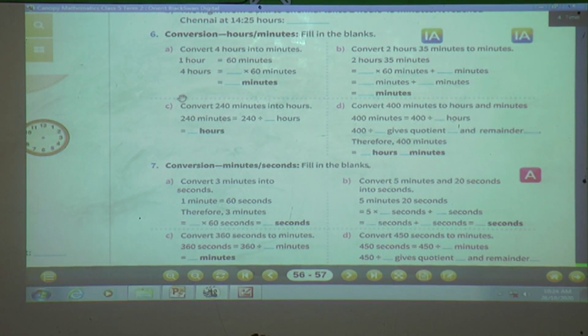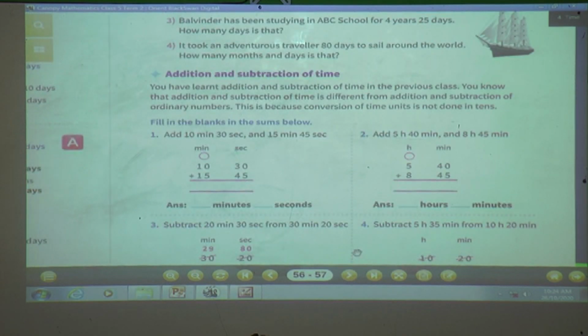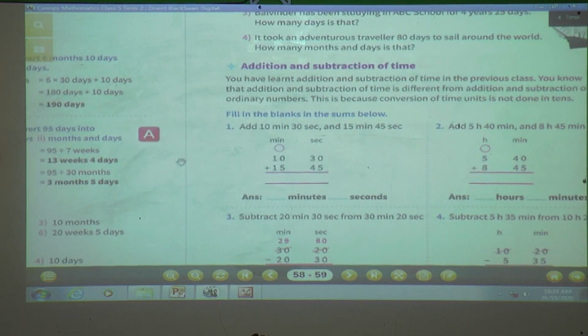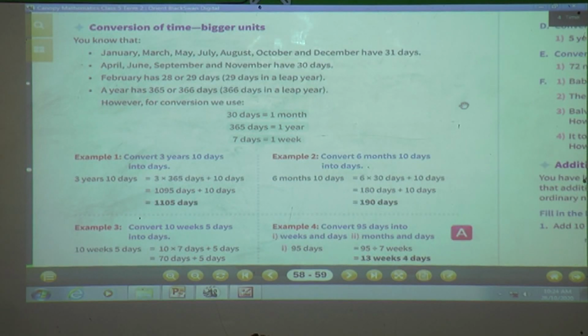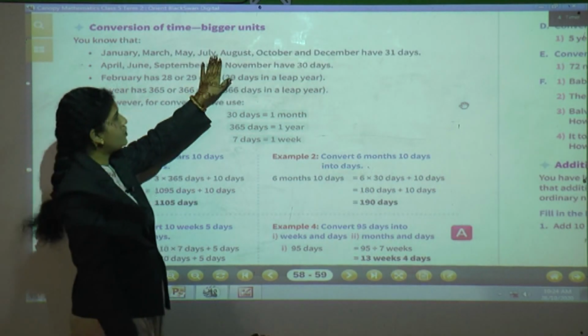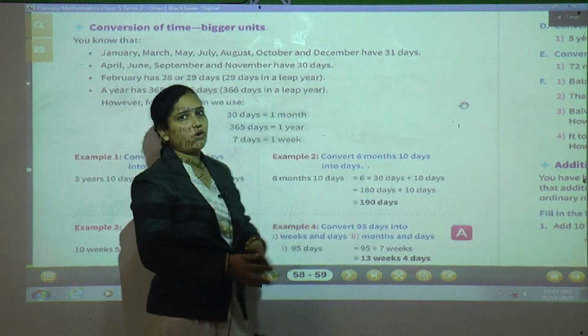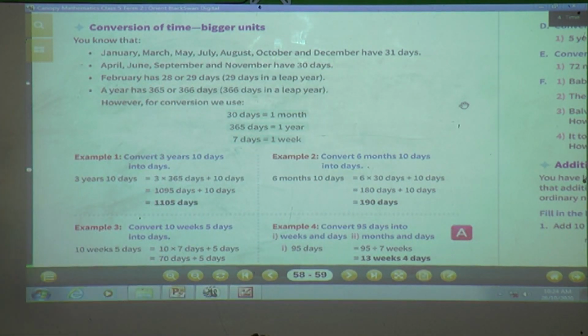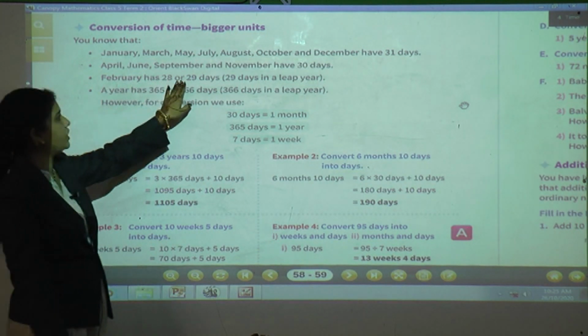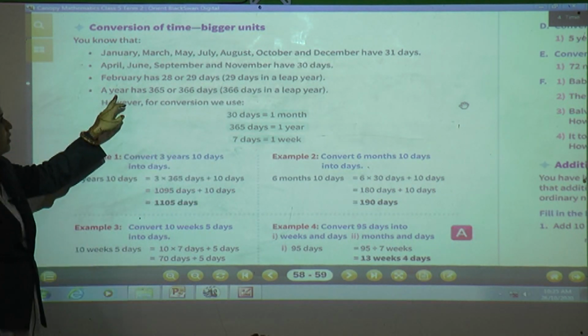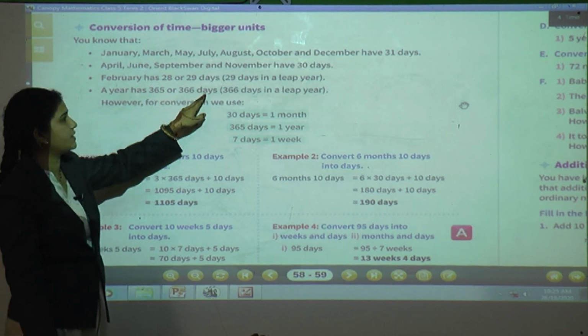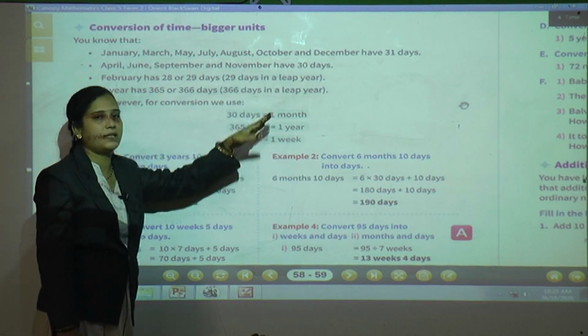Okay. Now page number 58, conversion of time, bigger units. See, here you know that January, March, May, July, August, October and December have 31 days. April, June, September and November have 30 days. February has 28 or 29 days, 29 days in a leap year. Okay. A year has 365 or 366 days, 366 days in a leap year.